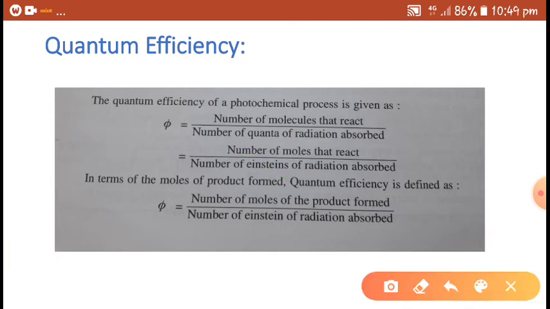So the efficiency of a photochemical process is given as phi is equal to the number of molecules that react by the number of quanta of radiation absorbed, or phi is equal to the number of moles that react by the number of Einsteins of radiation absorbed. In terms of moles of product formed, quantum efficiency is defined as the number of moles of product formed by the number of Einsteins of radiation absorbed. So this is the definition of quantum efficiency.